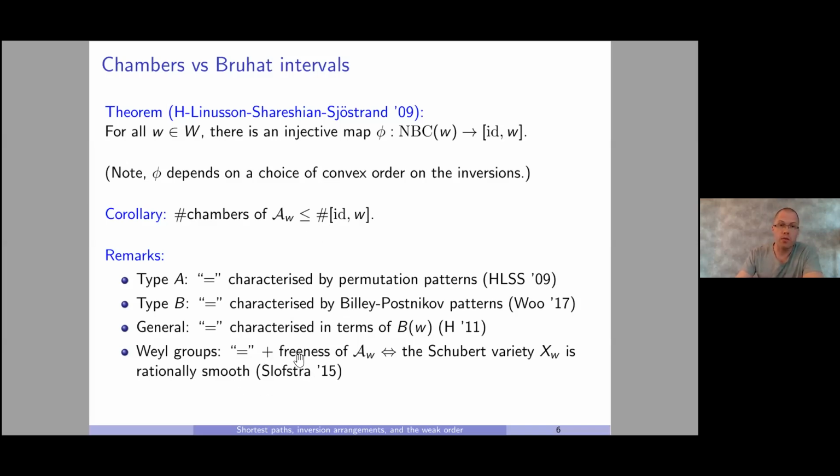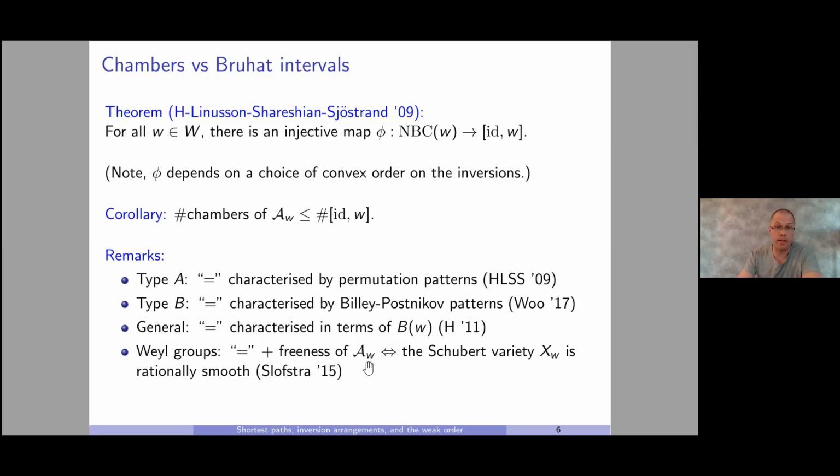Let me also mention this result, a very nice result due to Sjöstrand. Equality in this inequality, together with the arrangement being free, so free in the sense of Terao, that a certain module of derivations is free. If you have those two things, equality and freeness, then that's actually equivalent to the Schubert variety being rationally smooth.